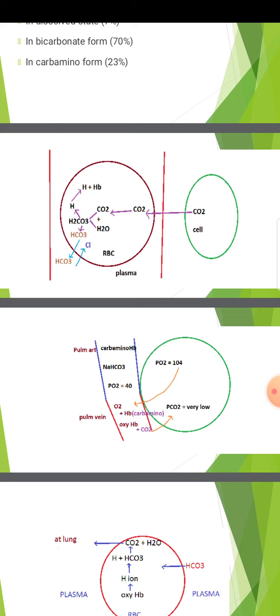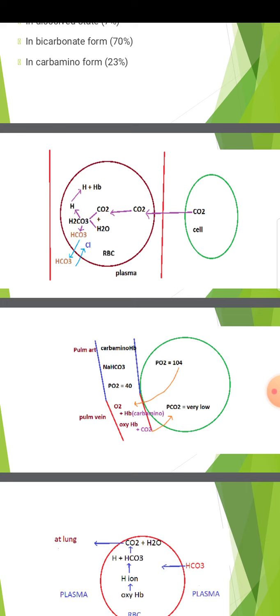Now this bicarbonate in the form of sodium bicarbonate will be transported up to the lung. The H ion released in this reaction is neutralized by deoxyhemoglobin, which is a weaker acid. Now an important phenomenon, the Hamburger phenomenon, also known as chloride shift, occurs.